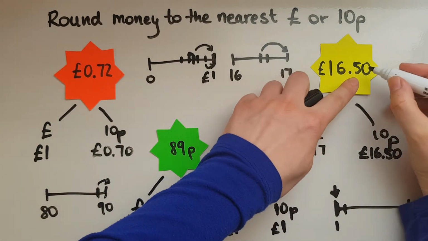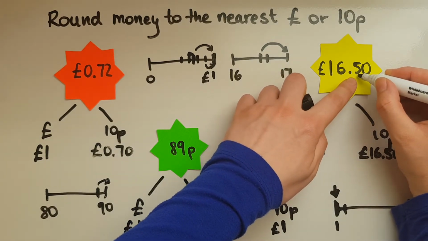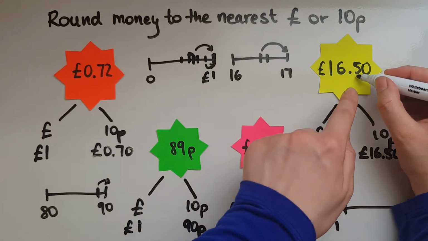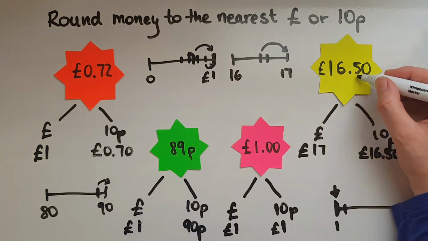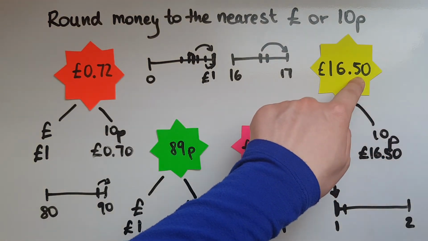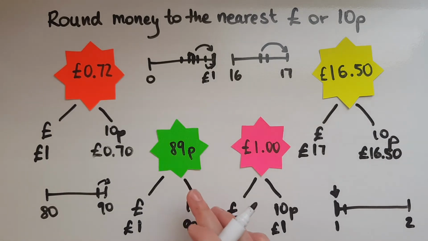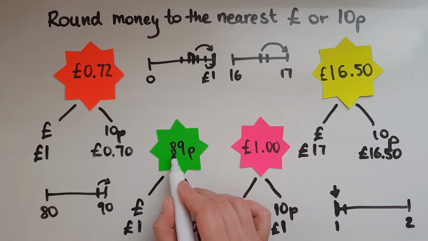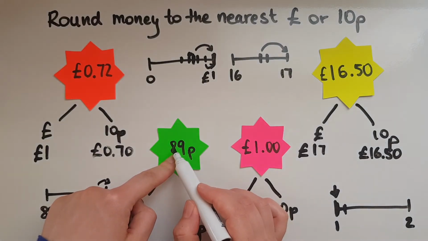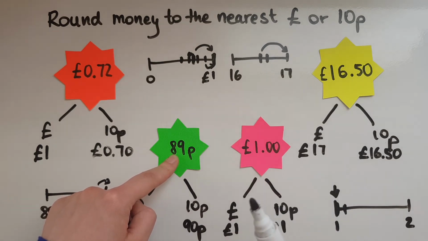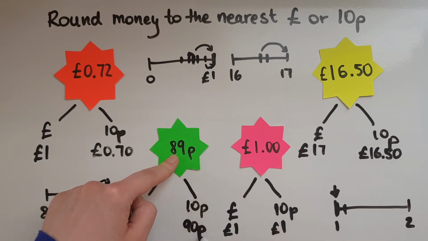And same thing here, identify the 10p coin digit, and that is here 50, the way we read it, 16 pounds 50. So there are 5 10p coins or a 50. And to decide whether we keep this as 16 pounds 50 or go to 16 pounds 60, we look at the digit on the right, and that's a 0, which means we stay down. So we go to 16 pounds 50. And 89 pence, where is the 10p coin digit? And that is here. So we've got to either keep this as 80 pence or go to 90 pence. And looking at the 9, that tells us that we've got to round up, because 5, 6, 7, 8 and 9 mean we round up. So we go to 90 pence.